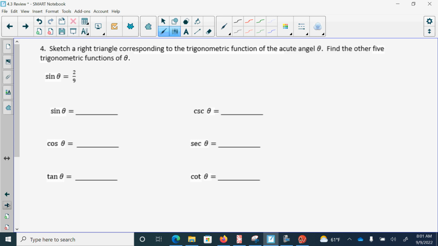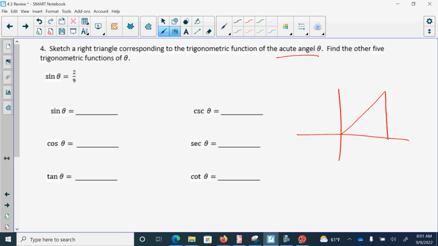Number 4 says, sketch the right triangle corresponding to the trigonometric functions of acute angle theta. So it's telling me it's acute angle theta, which tells me if I'm doing it on my grid, the angle has to be less than 90. So it's going to be in the first quadrant somewhere. Find the other 5 functions.